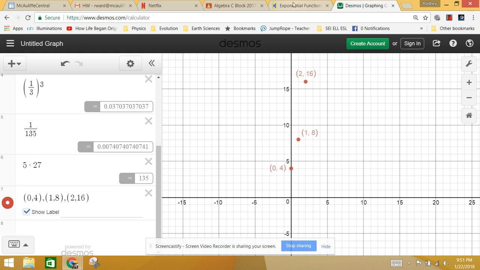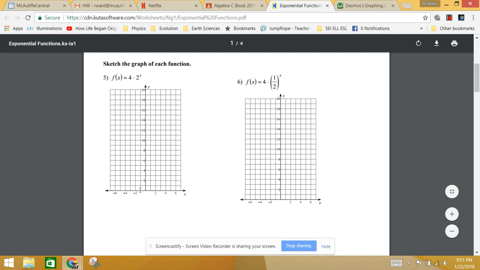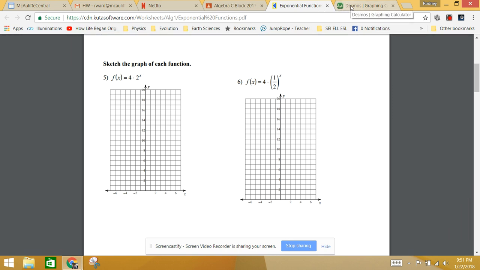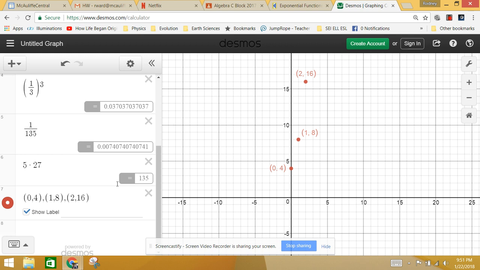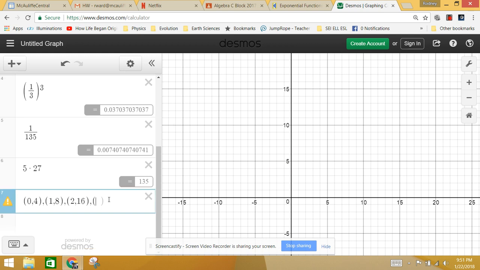Now, I'm going to plot a couple that go back this way. So we're going to do 4 times 2 to the negative 1. And 2 to the negative 1 is 1 over 2, because negative exponents are reciprocators. They make you become a reciprocal. So 4 times 1/2 is just 2. So negative 1 gets us 2. And you can start to see a nice curve developing here.